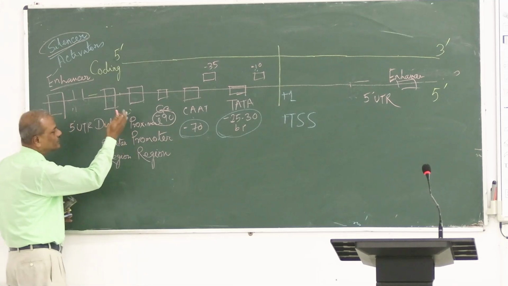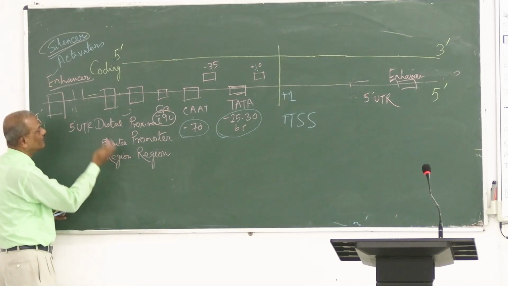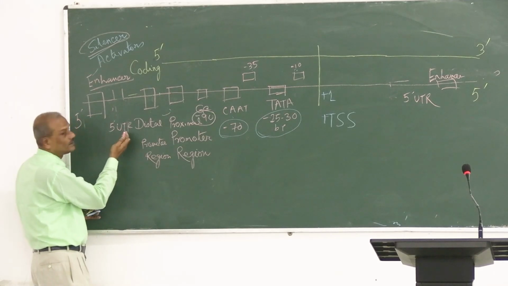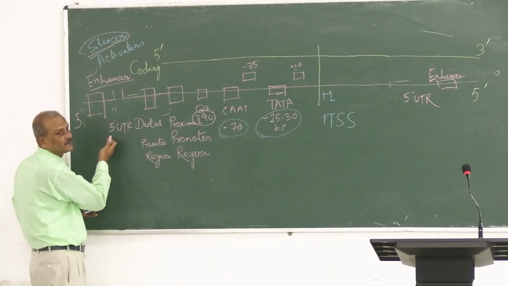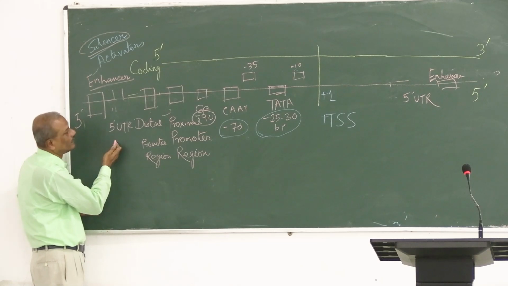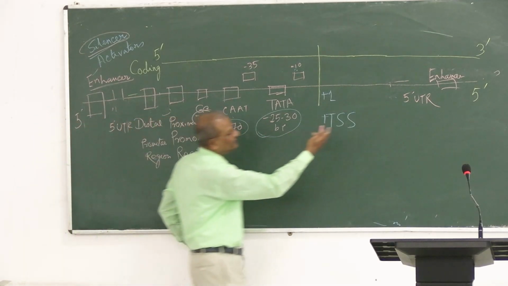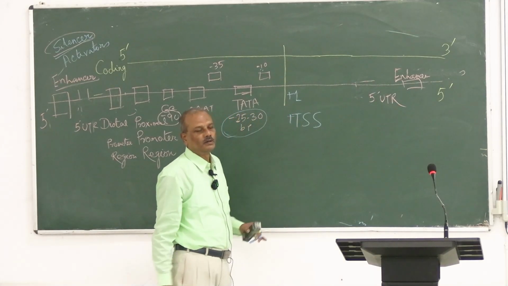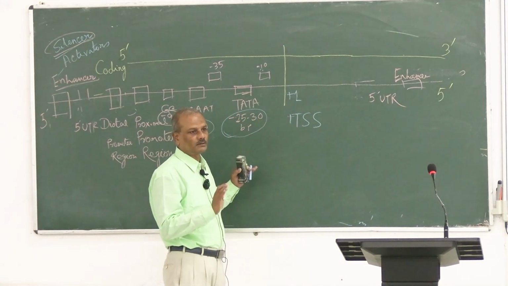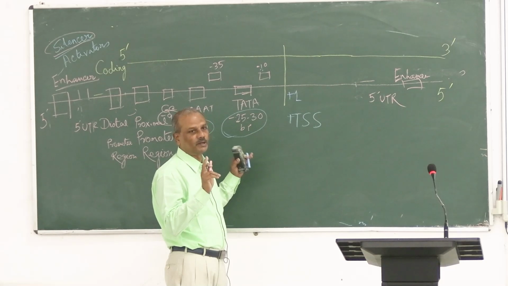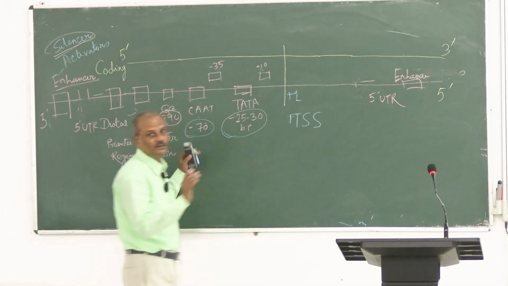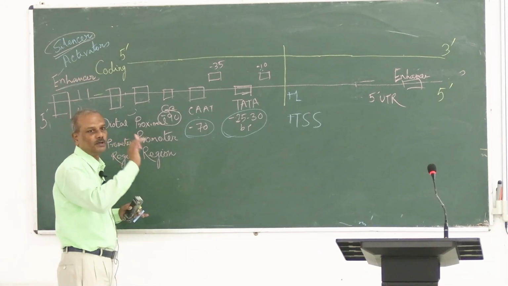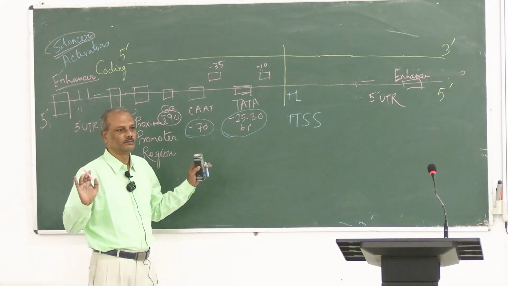And then there is a proximal promoter region. There is also a distal promoter region, and there is a 5' untranslated region. The same thing is there in the 3' untranslated region. These are part of the actual mRNA molecule. Only the 3' flanking region and 5' flanking region are removed.